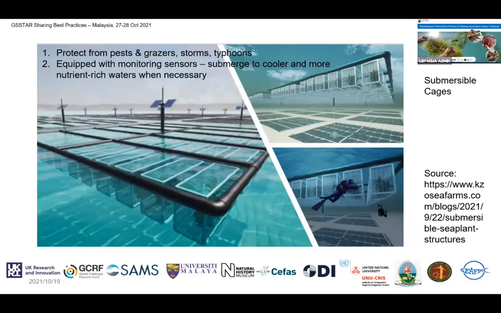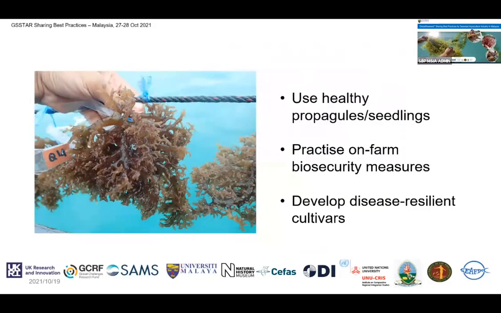Before I wrap up, I would just like to share this revolutionary idea of submersible cages with all of you, but I believe this would require large investments, especially from the big players of the industry. Some take-home messages include using healthy propagules, to always practice on-farm biosecurity measures, and to develop disease-resilient cultivars. We will learn more about this from Dr. Tanji's talk later.